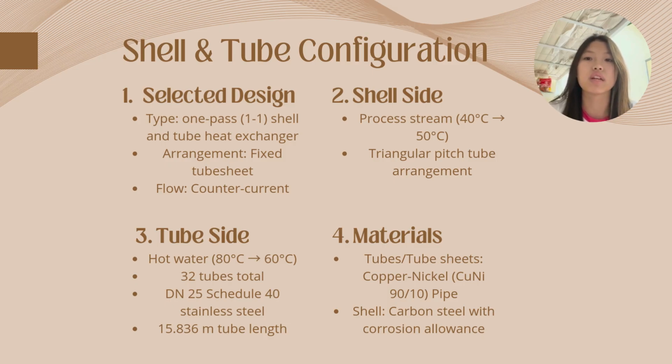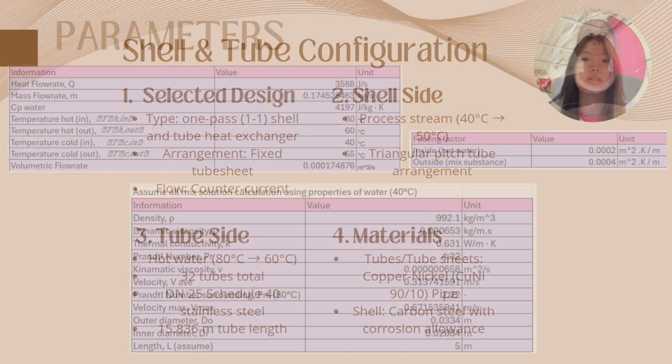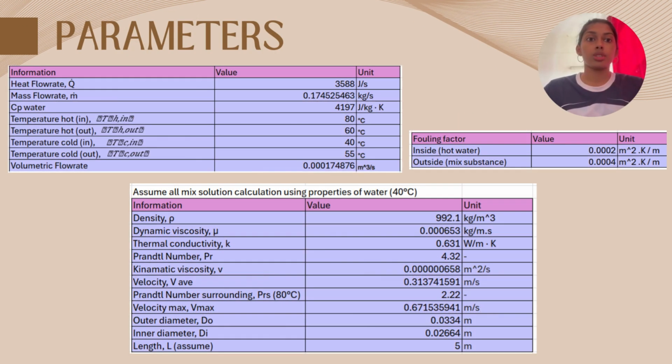Third, material selection includes copper-nickel tubes, stainless steel tube sheets, and a carbon steel shell with corrosion allowance. Fourth, key dimensions include 15.836 meters of tube length using DN25 schedule 40 pipe, ensuring efficient heat transfer and reliable operation for industrial applications. The parameters of this shell and tube include heat flow rate, which is 3588 joule per second.